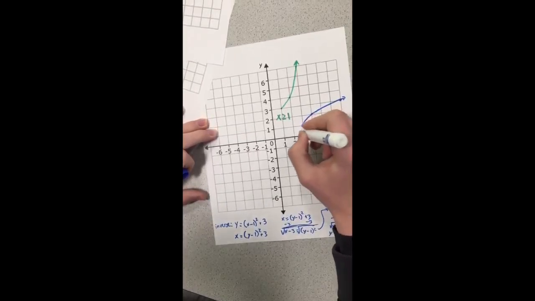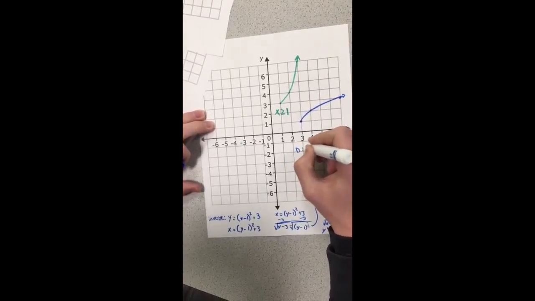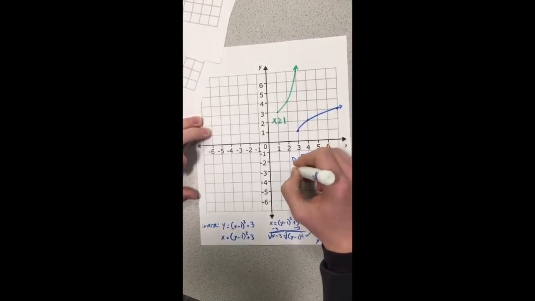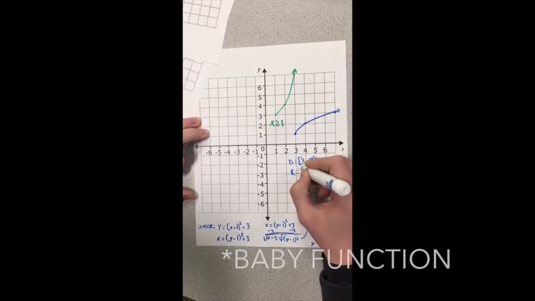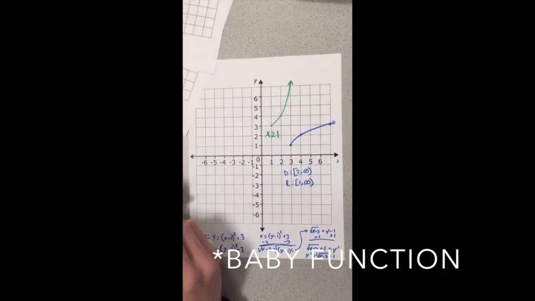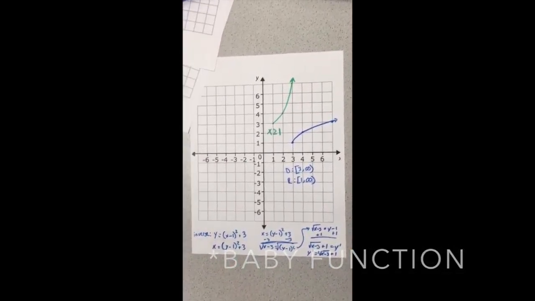And then the domain is 3 to infinity, and the range is 1 to infinity. That is how you graph the inverse of the parent function.